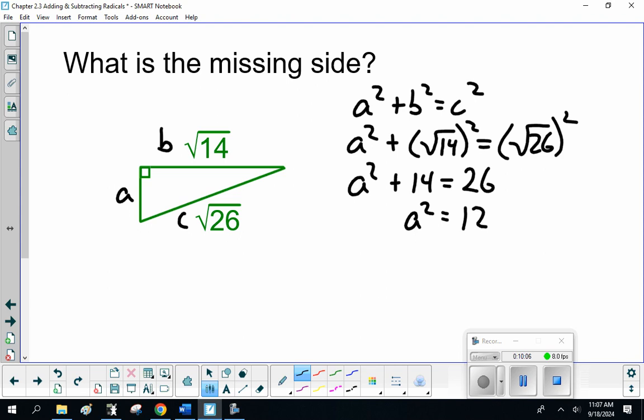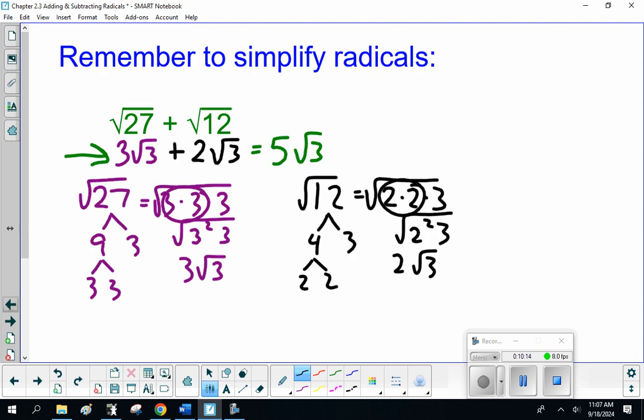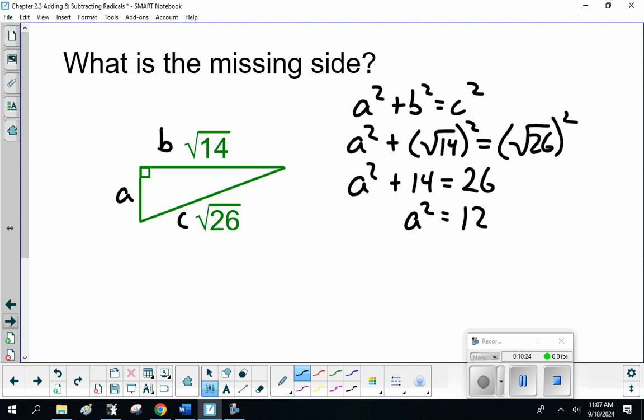I'm not showing you 26 minus 14. Your math 20-1, you should be able to handle that. Now, have we done square root of 12 before? I thought we had. Yes, we have. That's 2 square root 3. As I said, I'm getting lazy, and if we've done it already, I don't see the need to redo the calculation. Sorry, I'm sorry, a squared is 12. A is the square root of 12, which is 2 square root 3. My apologies. All right.